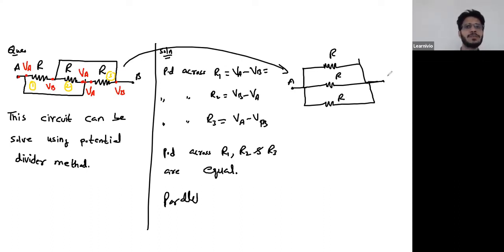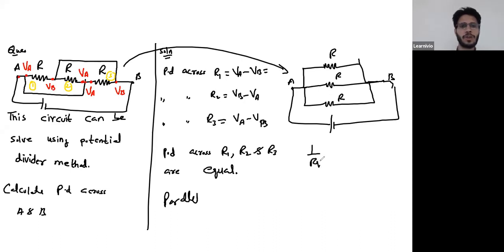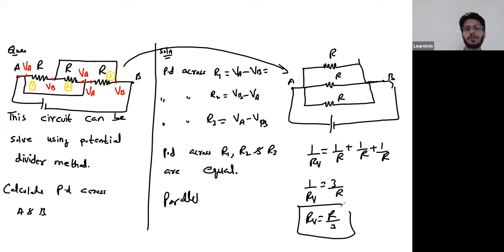Here the points A, B simply mean that you can attach a virtual battery through these points. Say, calculate the potential difference across A and B. So you can say that fictitious batteries are attached across A and B. That's R and R. So you can write 1 by R equivalent is 1 by R plus 1 by R plus 1 by R. So R equivalent is R by 3. Clear?